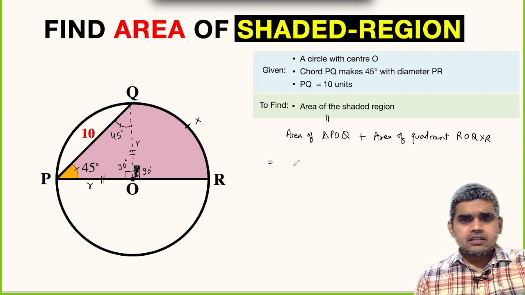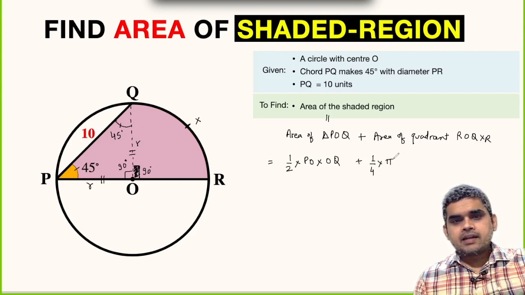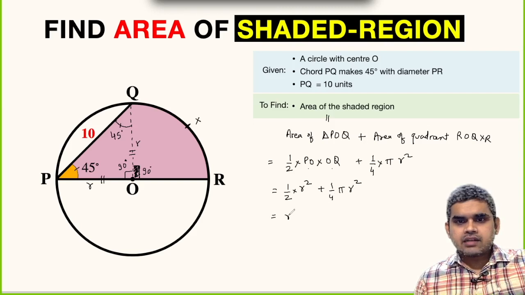So area of this triangle POQ. This is a right angle triangle. So this will be half times base. I am taking PO as base times the altitude, that is OQ, plus area of quadrant is 1/4 of a circle. That means 1/4 times pi times r square. Moving ahead, this will be half times PO and OQ are equal. So r square, r times r will be r square plus 1/4 pi r square. We can take out r square common from both the terms. This will be half plus we can say pi upon 4.